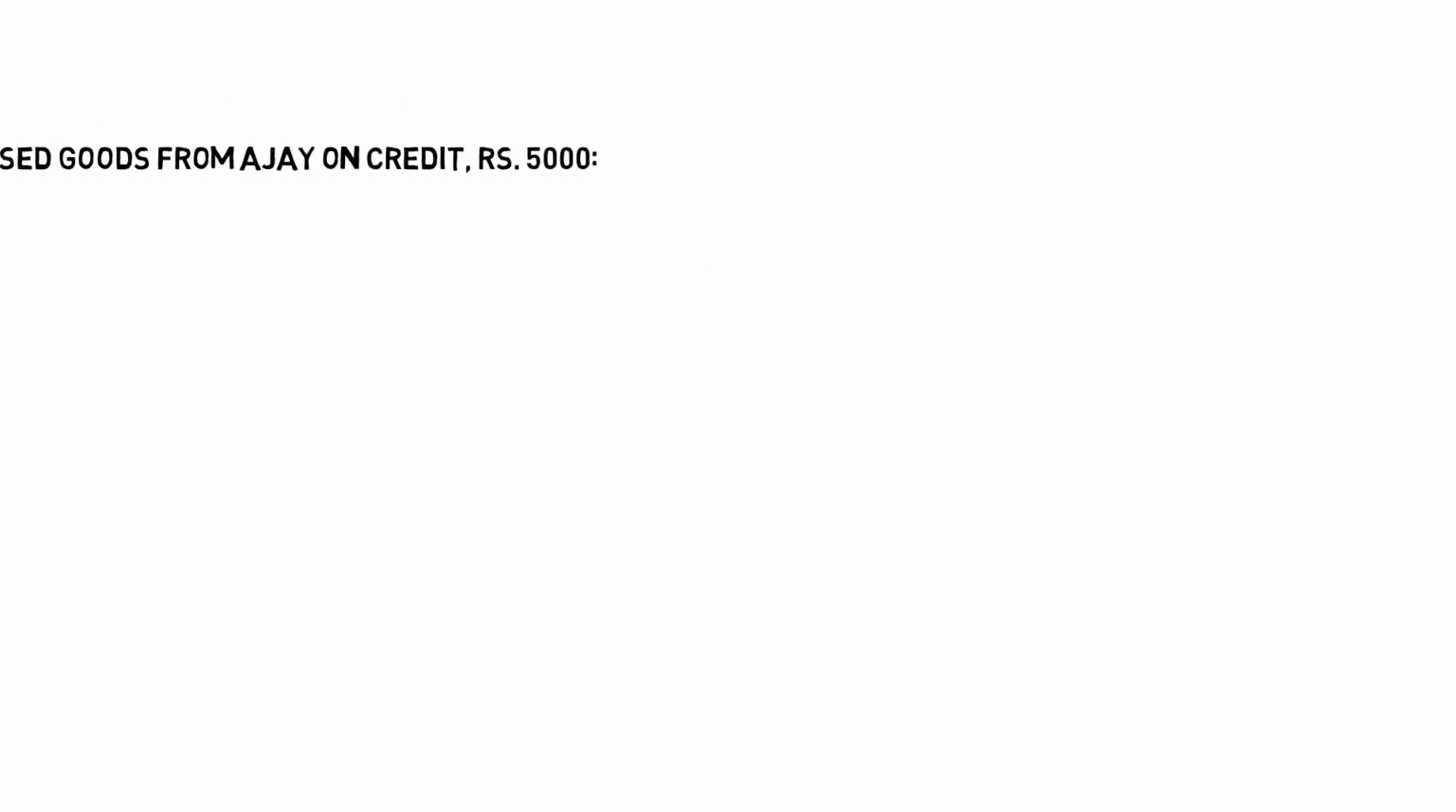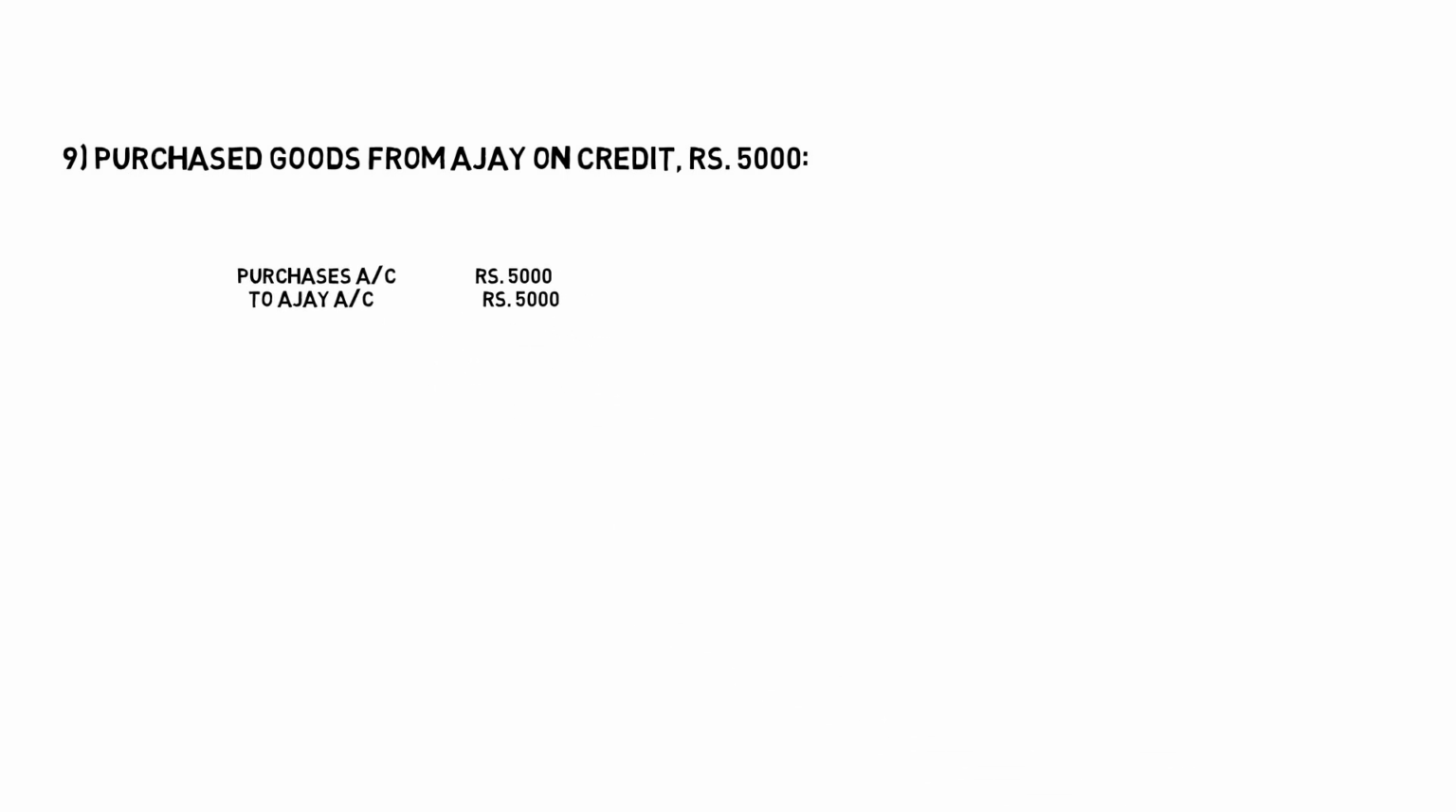For the ninth transaction, you have purchased goods from Ajay on credit, rupees 5,000. Since you have purchased on credit from a particular person called Ajay, Ajay is the creditor here because he has lent you a portion of assets. Hence this is a credit purchase. So what you do here is you debit purchases rupees 5,000 because there is an incoming of asset in the business, because purchase account is a real asset, and you credit Ajay account of rupees 5,000 because Ajay as a person is a creditor to you, because credit is the giver.